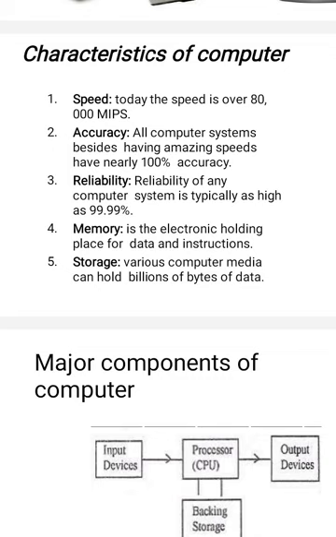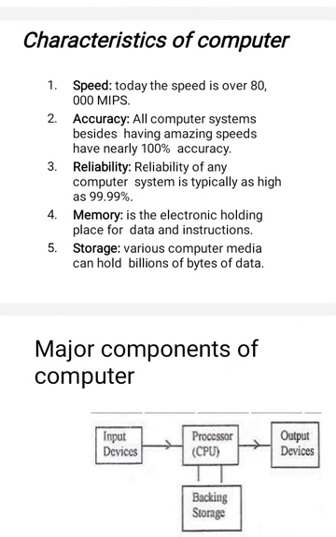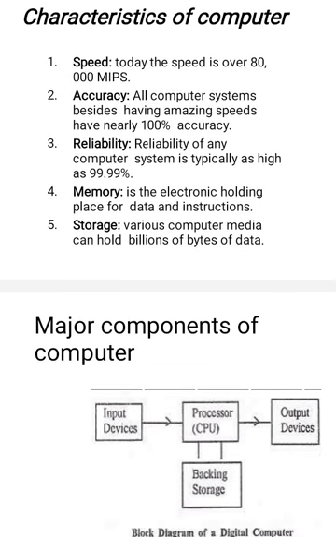It's nothing but speed, accuracy, reliability, memory and storage. You all can understand what these are, right? What is speed? Speed is nothing but the computer can calculate something or type something or do it in a fraction of a second. It doesn't need time to do those things.